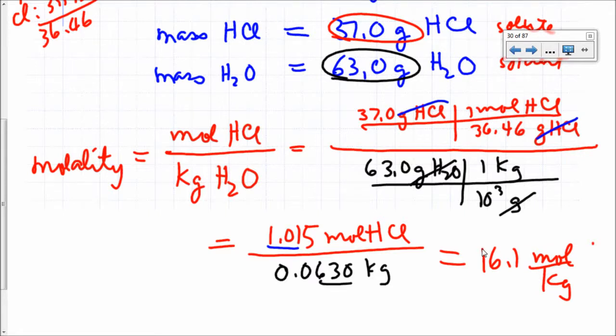All right. Now, you remember last time we said concentrated HCl is 12 molar, it's 12 moles per liter. So the molarity of concentrated HCl is 12, the molality is 16. Okay? So it's moles solute per kilogram of solvent.